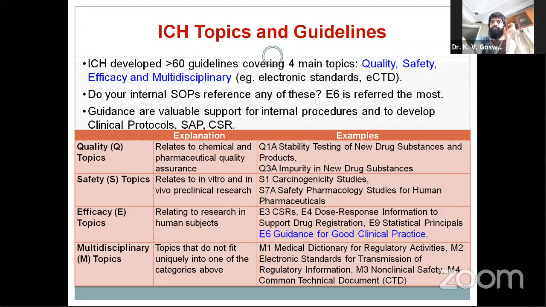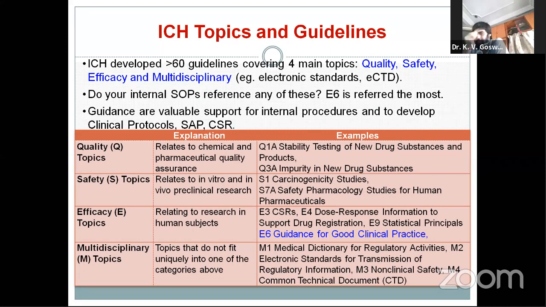I'll talk about the members of the ICH, but right now, the ICH has developed, for example, more than 60 guidances. And the 4 main topics they talked about are quality, safety, efficacy, and multidisciplinary. When I'm talking about the multidisciplinary, basically those are the topics that do not fit uniquely in one of the above ones. As we already talked quite a bit about quality, safety, and efficacy, I'm not going to get into the details of that, but I just want to point out that the efficacy E6 guidance for good clinical practices is the most important one.